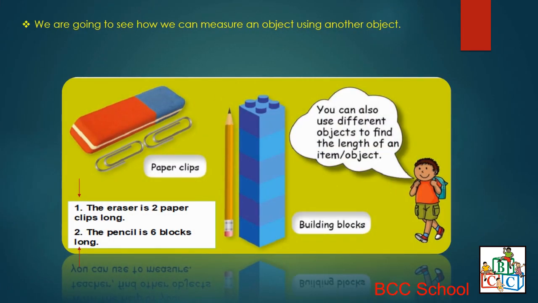We are going to see how we can measure an object using another object now. Firstly, can you see an eraser? We're going to measure the length of this eraser by using paper clips. So, can you tell me how long is the eraser?